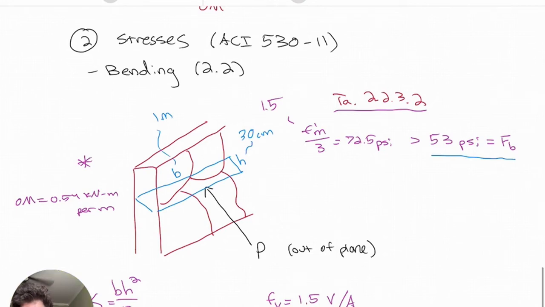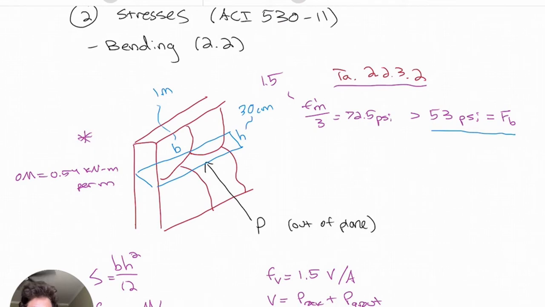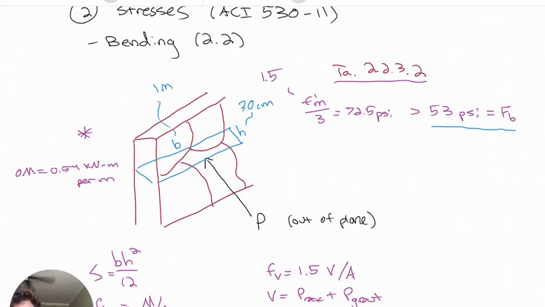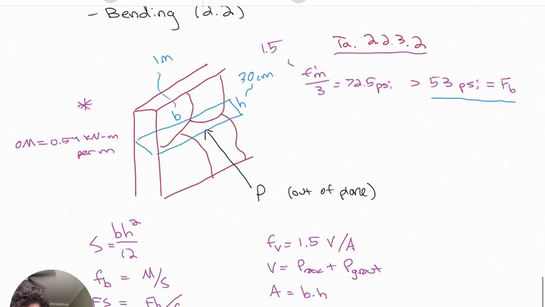So we have our section modulus calculated from our moment of inertia, which is BH squared over 12. We have our flexural stresses to be M over S, or our overturning moment over our section modulus, and our factor of safety to be our capacity of 53 psi over our stresses, which we'll find to be about 5. So we're good.